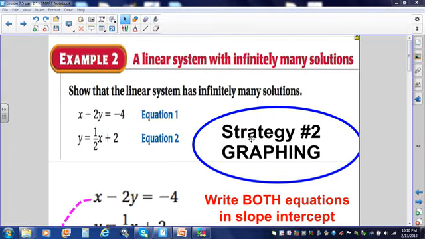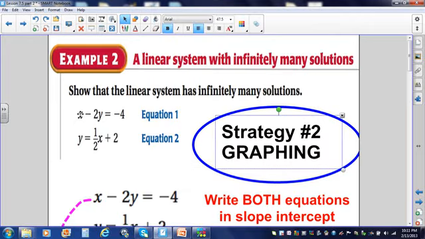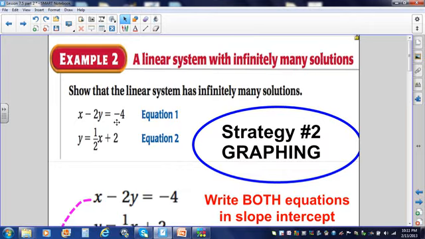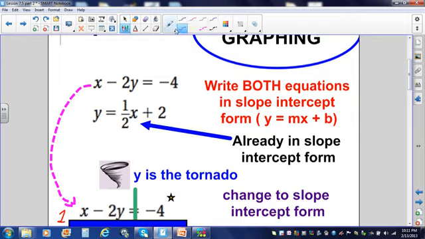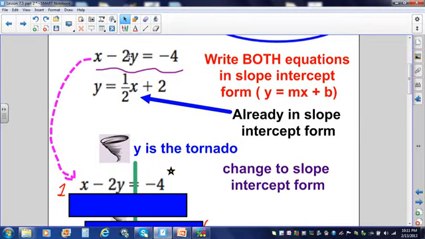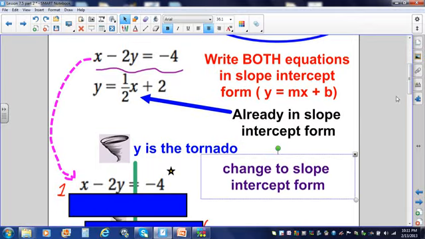Same problem, second strategy, graphing. Please copy down the system a second time, and this time write strategy 2, graphing. We want to write both equations in slope-intercept form, y equals mx plus b. Notice that this equation right here is already in slope-intercept form. So let's change the top equation, which is in standard form. Let's rewrite it in slope-intercept form.